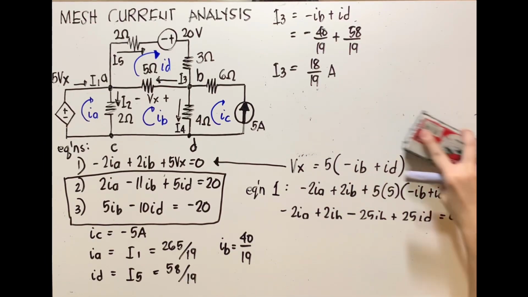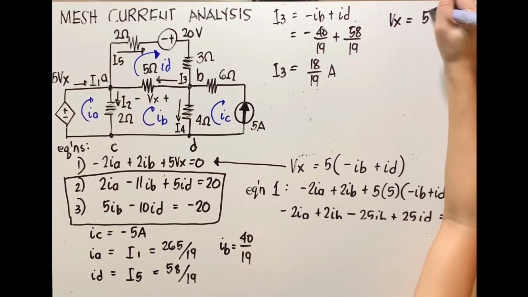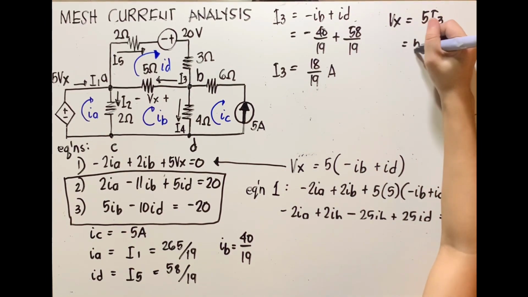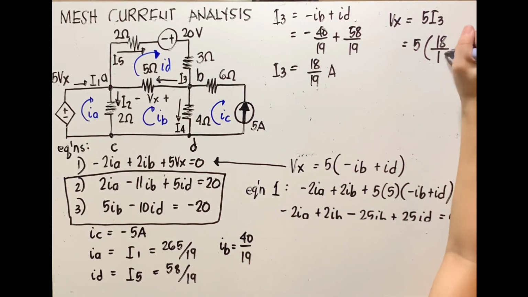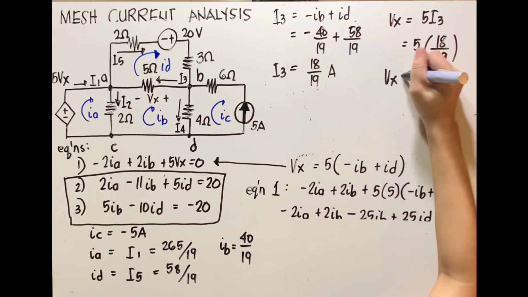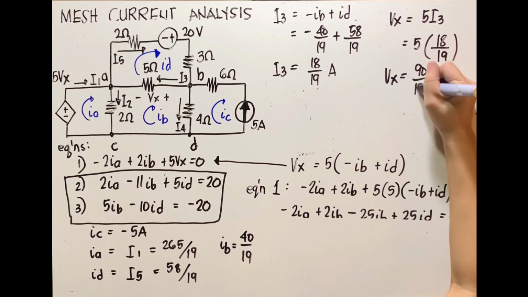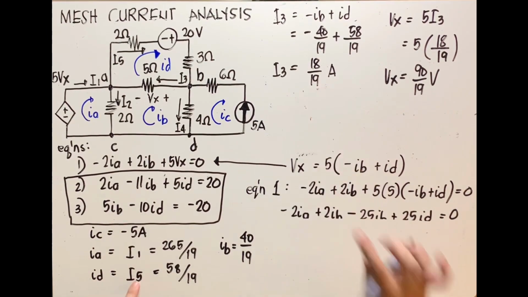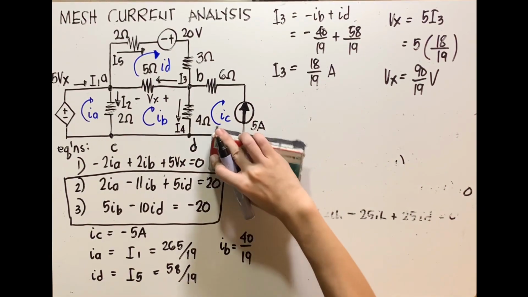So already have ID, I3, and then what else? We can solve for Vx. Diba Vx says it is 5 I3 or ito. So you have there 5 times, na-solve na natin, which is 18 over 19. So lalabas that Vx is simply equivalent to 90 over 19, and this is volts. Okay, so I have I1, I3, I5. I need to solve for I2 and I4. So, paano natin isosolve yun?